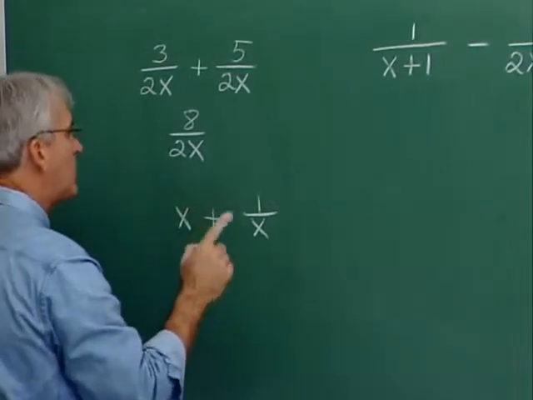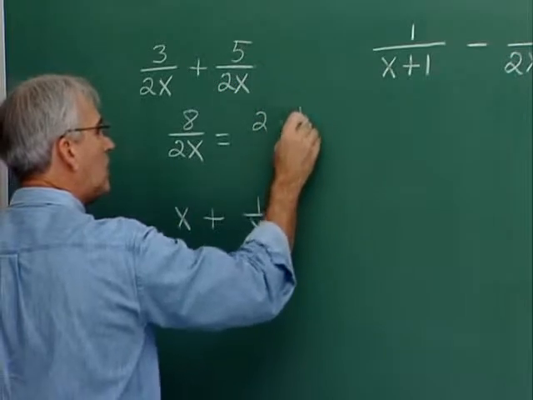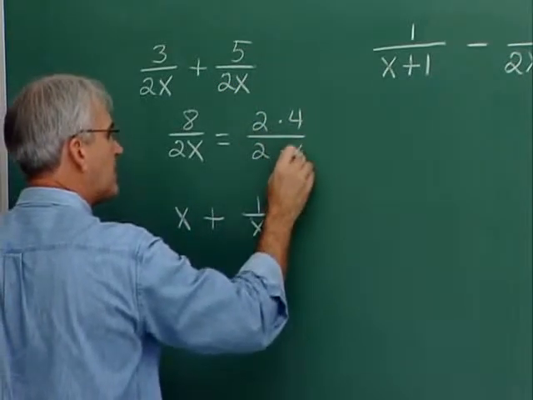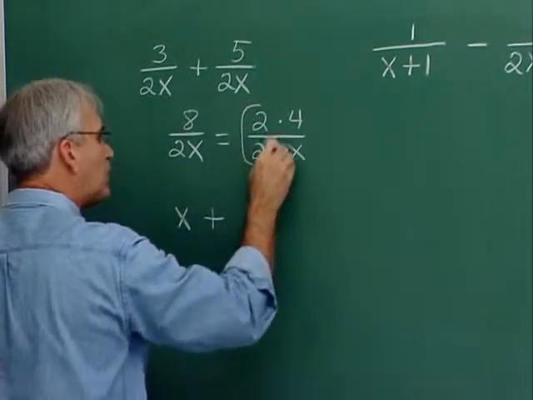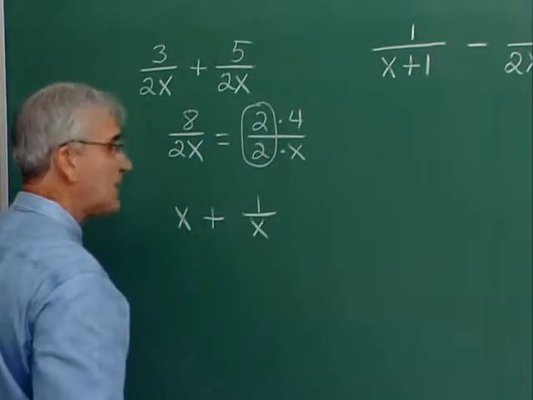I want to make sure we understand why we can cancel, though. It's the idea that 8 is really 2 times 4, and in the denominator we have 2 times x, and we're really just taking out 2 over 2, which is a form of 1. You see, so this becomes 4 over x, and that's why.